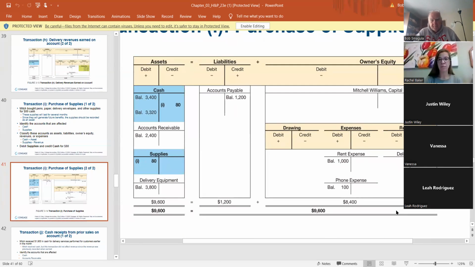Maybe see it a little better. And now we have the supplies added in here. You notice that the supplies, when they added it to this row, they put it after the accounts receivable and above the delivery equipment. You're going to be learning pretty soon that these are called current assets, and things like equipment are called fixed assets, non-current assets.